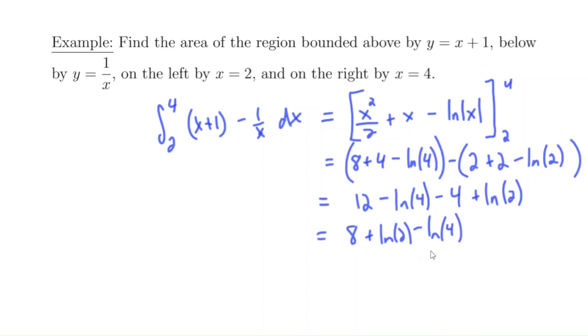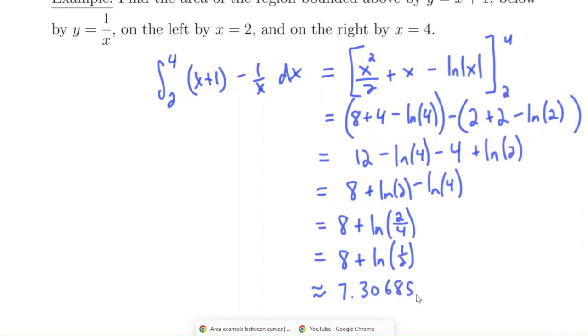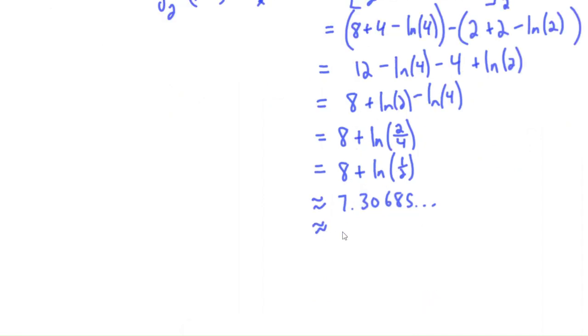And we could figure this out as a decimal. In fact, we will. But one thing that you could notice is that we can actually rewrite ln of 2 minus ln of 4 as ln of 2 over 4 by the quotient property of logarithms, which is the same thing as 8 plus ln of 0.5, or ln of 1/2. And when I plugged this in a calculator, I got that this is about 7.30685, or about 7.31. Now that's 7.31 square units.